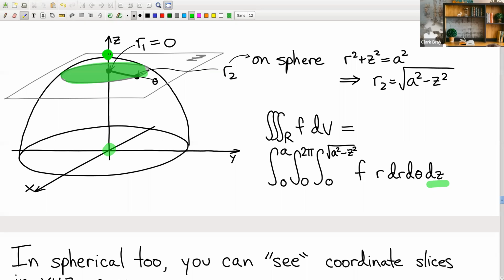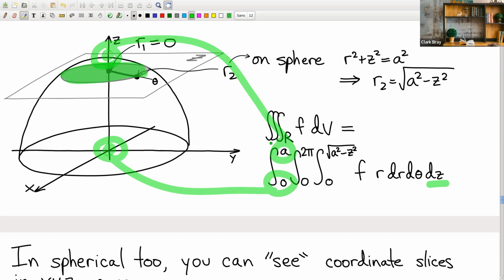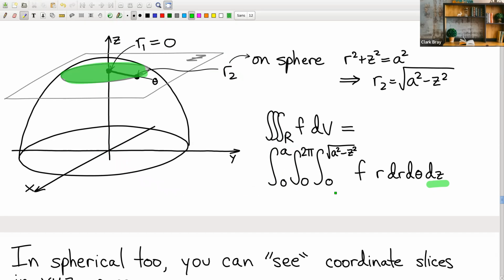Starts there, ends there. That's the origin where Z is clearly 0. This is a radius where Z is clearly A. Everybody good on the Z slicing? Okay. All right, so Z, 0 to A.